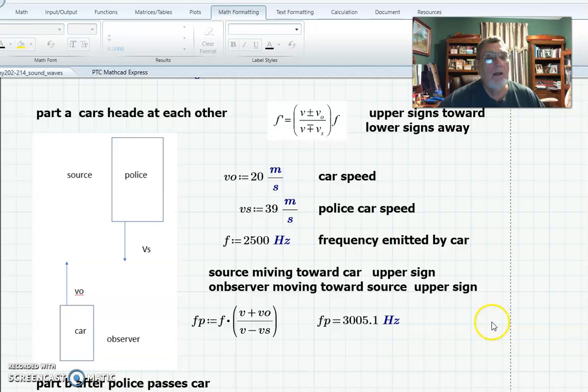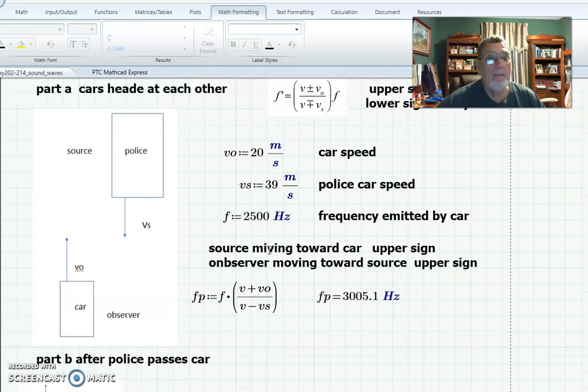And the trick is that you decide, you remember my formula, upper signs toward, lower signs away. Well, you're going to decide who's away really relative to the air. So in this case, our observer, O, is our car. Our source is the policeman, VS. So those are the speeds they gave me. And that's the frequency of the siren. Well, there's a typo. Let's make that an O.